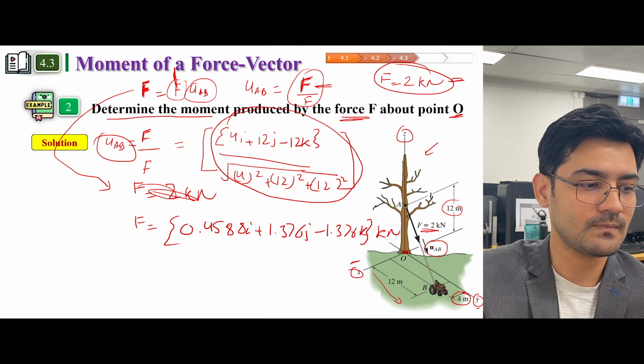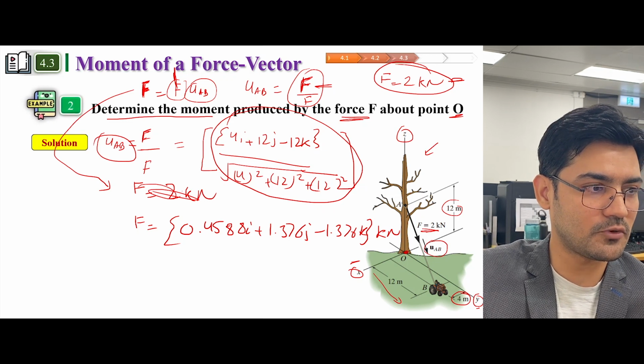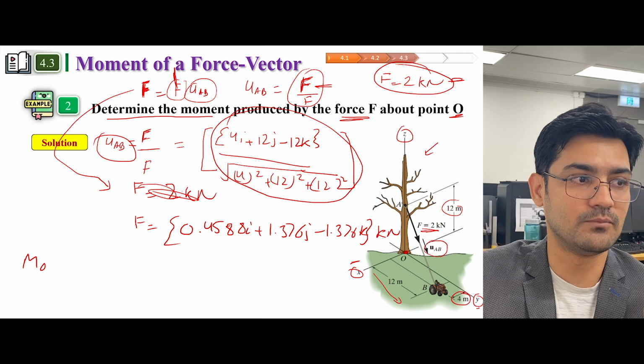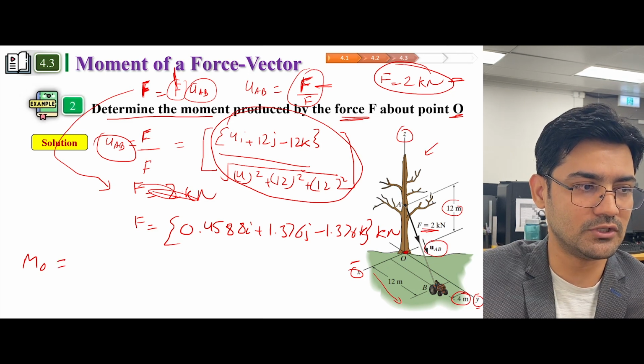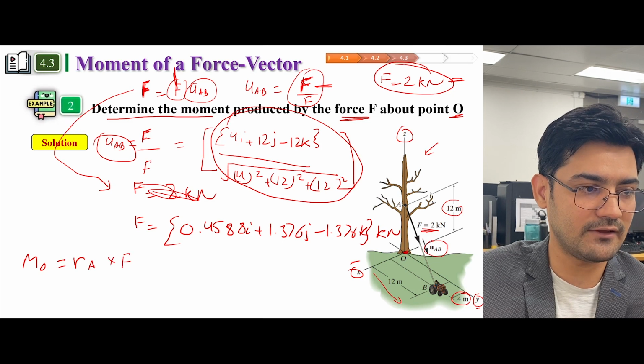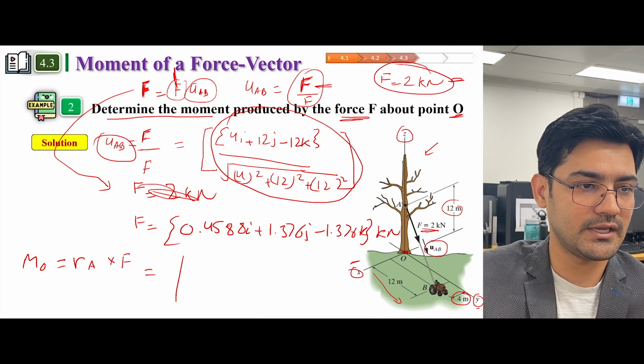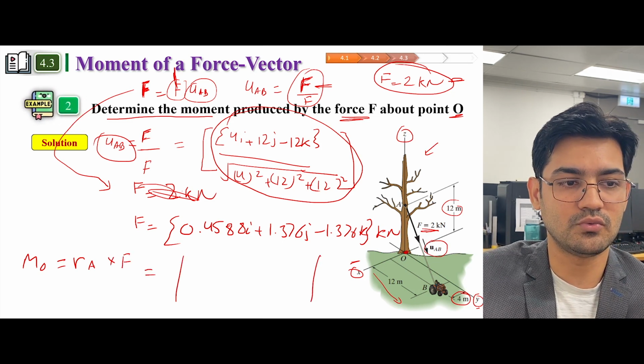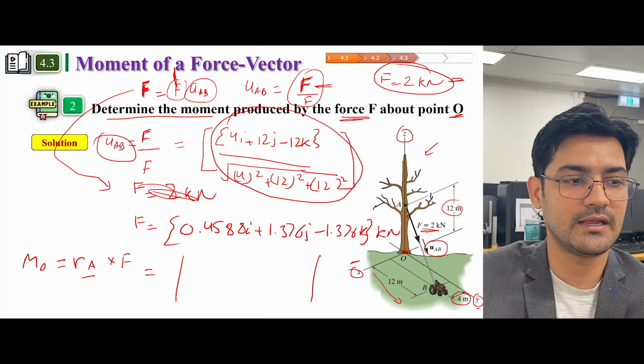Now in order to find the moment, we can do the cross product. So we can just do the cross product of the position vector r with the force F. So what is the position vector if we want to calculate this, rA?